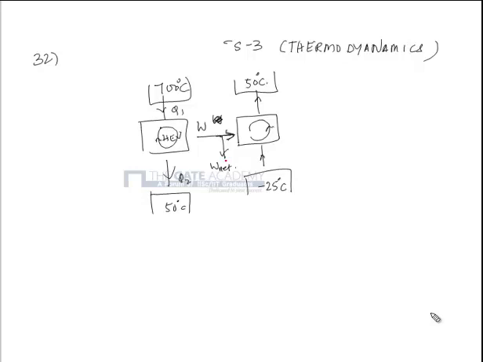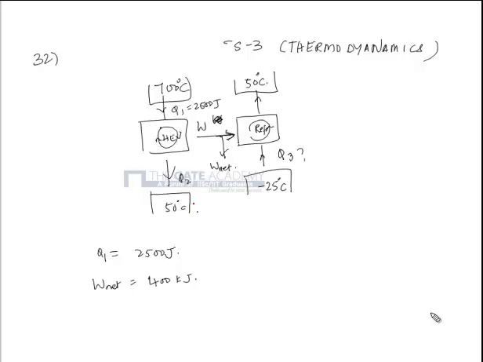Let's read the question. The heat transfer to the engine is 2500 joules, so Q1 is 2500 joules. And the net work output of the entire system, because some work goes into your refrigerator, is 400 kilojoules. What is the heat transfer to the refrigerant? That is, Q3 is what is asked.